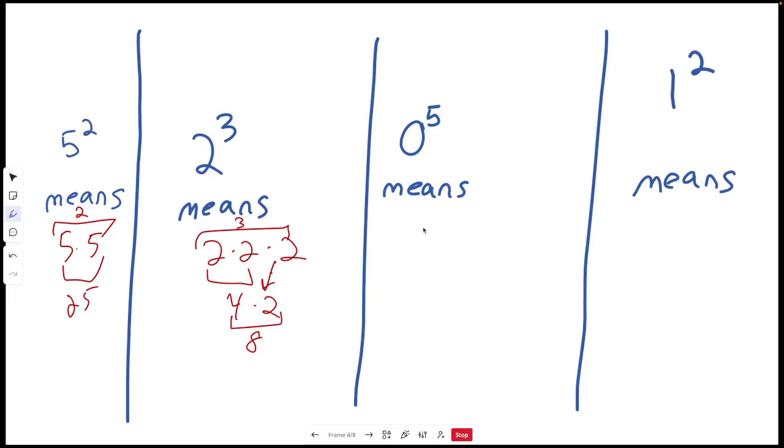0 to the 5th means 0 times 0 times 0 times 0 times 0. 0 times anything is just 0. 1 to the 2nd power means 1 times 1, and the answer to that is 1.